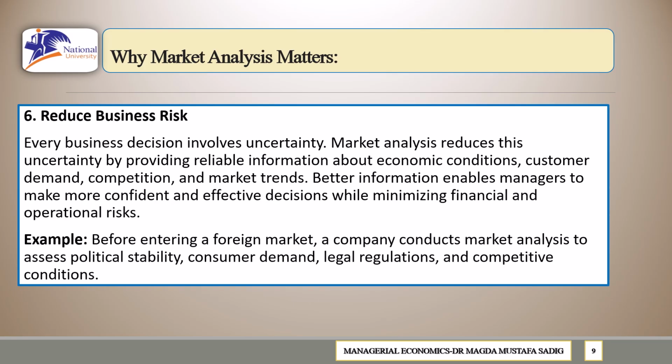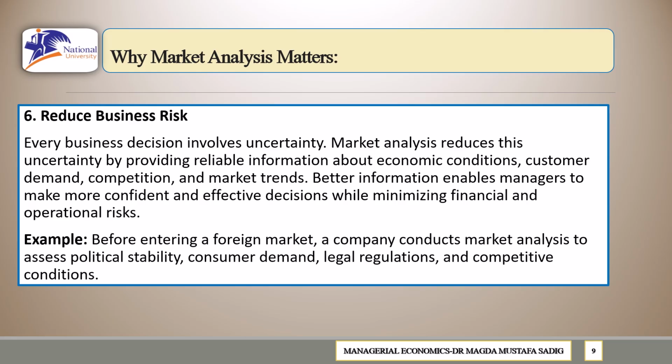Let us come to how a business can reduce business risk. Every managerial decision involves uncertainty. Managers never possess perfect information. Future market conditions cannot be predicted with complete certainty. However, good market analysis significantly reduces uncertainty. Reducing uncertainty means reducing business risk. Business risk refers to the possibility that actual outcomes differ from expected outcomes.